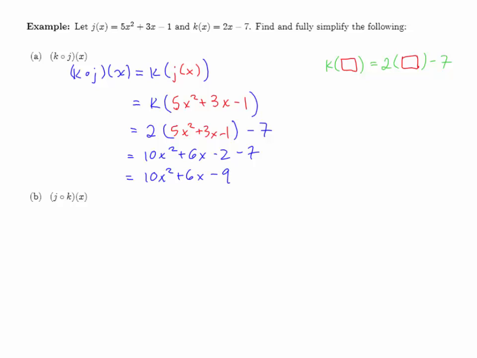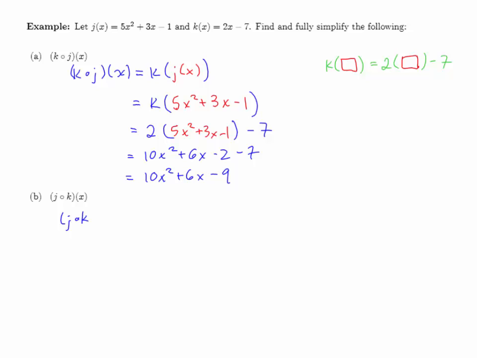Okay, so there we've taken k composed with j. In this next example, we're going to do the reverse, and one of the things we want to know is that function composition is not commutative. So k composed with j is not the same function as j composed with k. So let's work this one out, and we'll see that quite clearly.